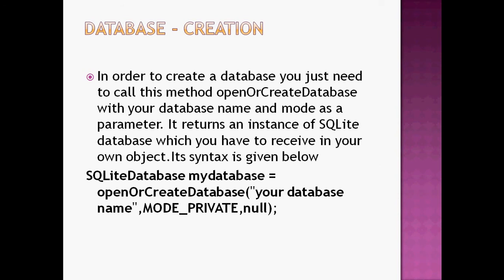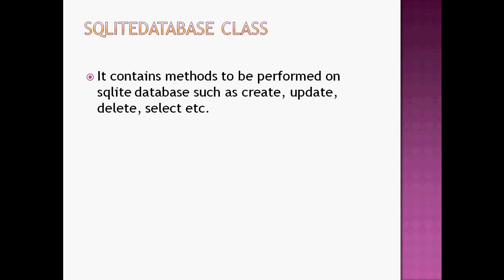In order to create a database, you just need to call a method, that is the openOrCreateDatabase method, with your database name and mode as parameters. It returns an instance of SQLiteDatabase which you have to receive in your own object. So the syntax is here: SQLiteDatabase myDatabase equals openOrCreateDatabase, where you pass your database name and mode as private, comma null. If you call like this, whatever database name you pass here, that database will be created.